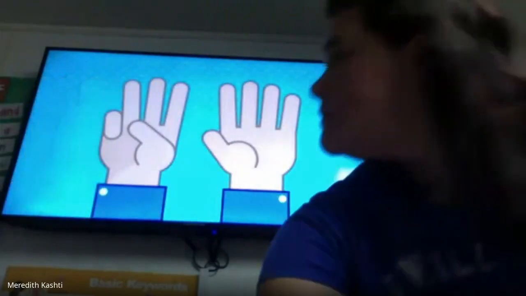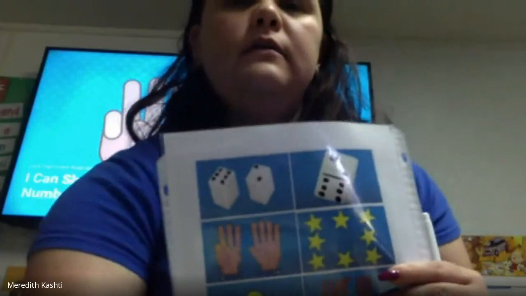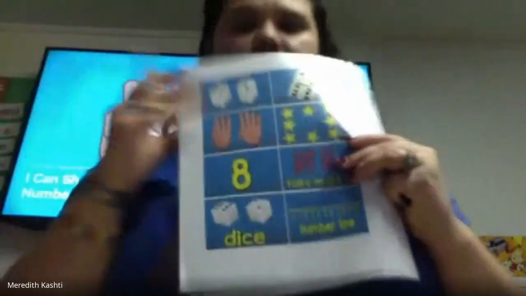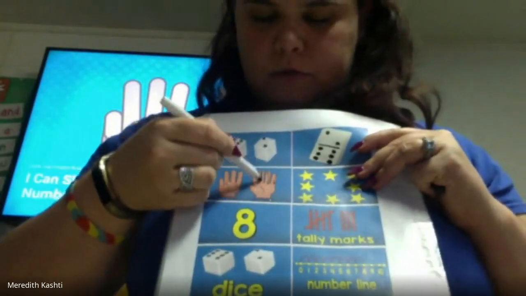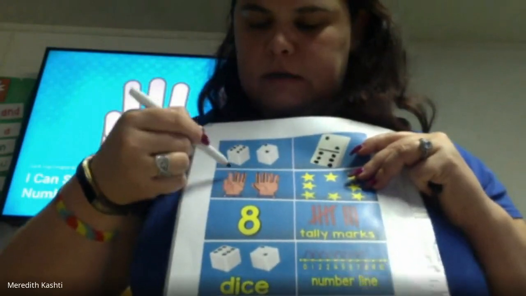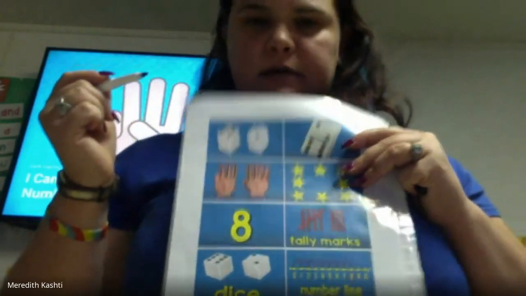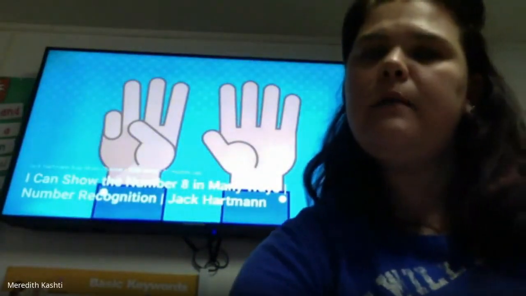I can show the number eight on my fingers like this. Eight. So we're going to count our fingers again. So again, we're going to do one, two, three, four, five, six, seven, eight. We only count the fingers that are sticking up, remember? So count the fingers that are sticking up.